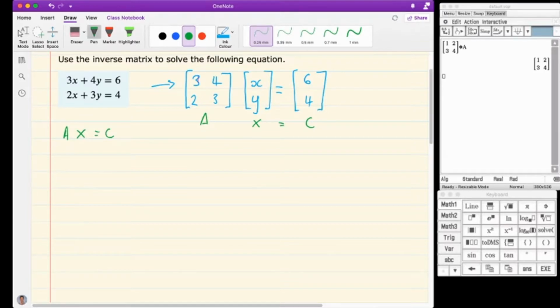So if we take the inverse of A, let's make it a different color just so we can identify what we're doing. The inverse of A times A, and the inverse of A times c. If we do that, these two become, as I said earlier, an identity matrix. So I times x equals the inverse of A times c.